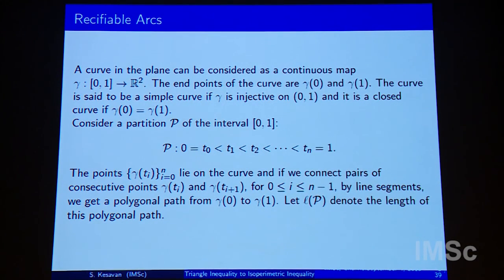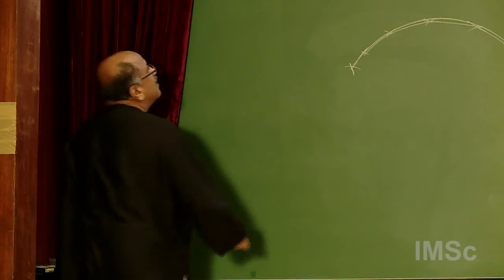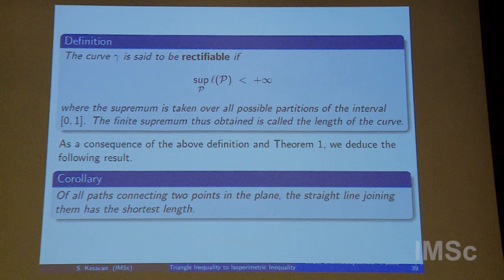So you have a curve, this is my first point, this is the end point. Now I mark off some points here and then join these by straight line segments. So I get a polygonal path, and that path I call L of P as the length. Now the definition of the length of the curve.